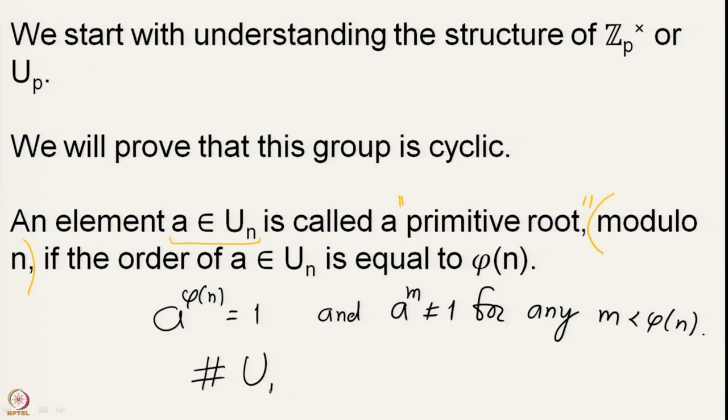So, here what we demand is that of course, we are asking for the order to be phi n, but not smaller than phi n. Therefore, the distinct elements that you get are phi n in number, and we also know that the cardinality of U n is equal to the Euler phi function phi n. So, whenever you have a primitive root modulo a number n, you have that the corresponding group is a cyclic group. U n will then be a cyclic group. So, we are going to be studying the structures of these U n's, trying to see whether they are cyclic or not, by trying to verify whether there exists a primitive element modulo that n or not.